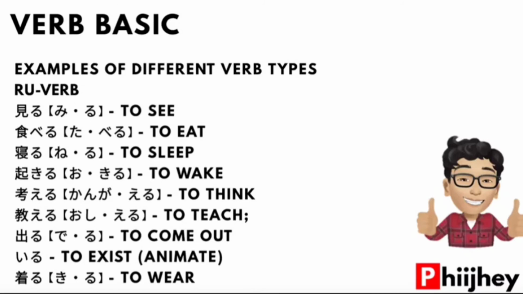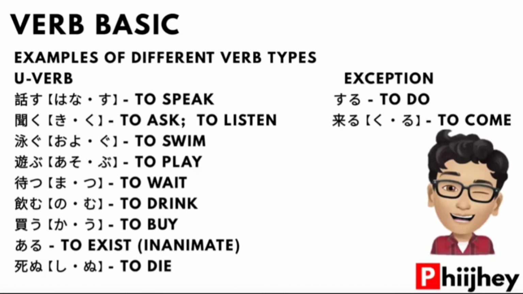Here are some examples of ru-verbs: miru, taberu, neru, okiru, kangaeru, oshieru, deru, iru, kiru. And here are some examples of u-verbs: hanasu, kiku, oyogu, asobu, matsu, nomu, kau, aru, shinu. There are only two exception verbs that are neither ru-verbs nor u-verbs: suru and kuru.